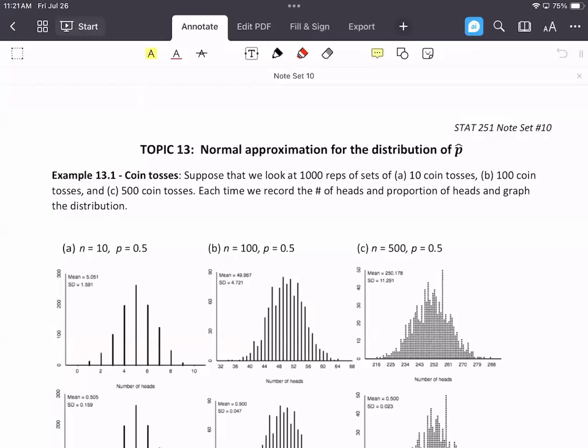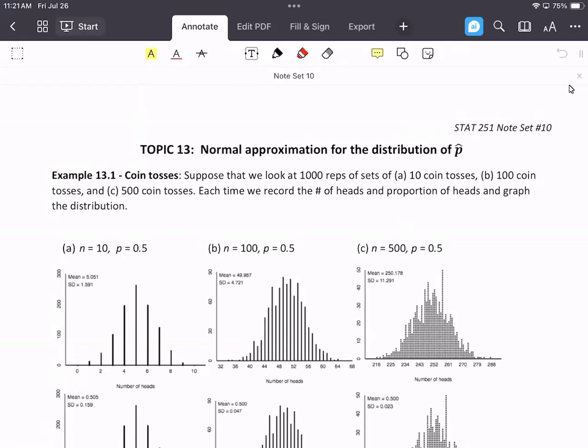The next two pages, we're going to be talking about theory, and I know how everyone loves theory, but this theory is going to be really helpful. Trust me. We're going to use that bell shape to our advantage. So topic 13, normal approximation for the distribution of p hat.